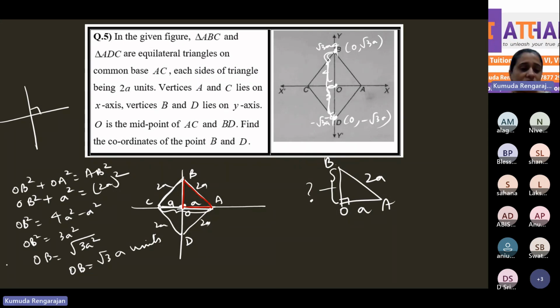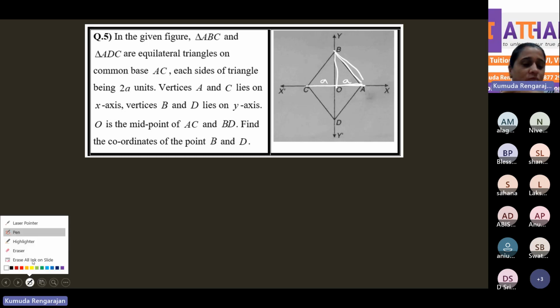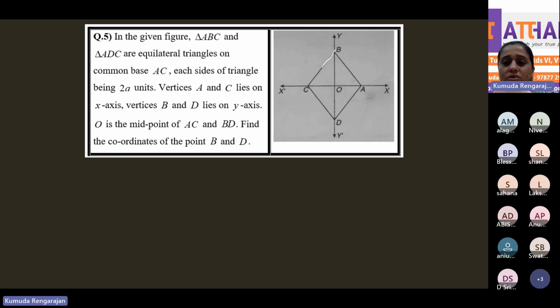Okay. So this is one way of working, children. Very simple. See here. We just have to take up this triangle. We know that this full thing is 2A. So this one is A, this one is A. And these are equilateral triangles, no? These are the equilateral triangles. So this one is 2A, and this is 2A, but we take it as A and A because O is the midpoint of AC.